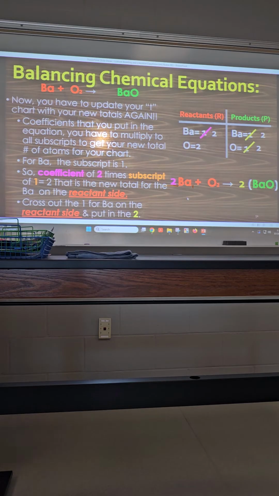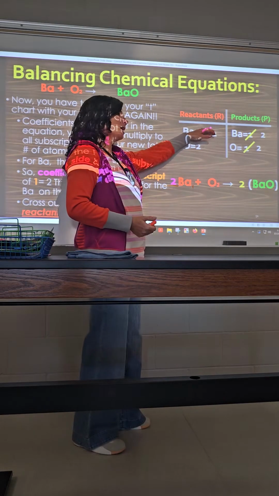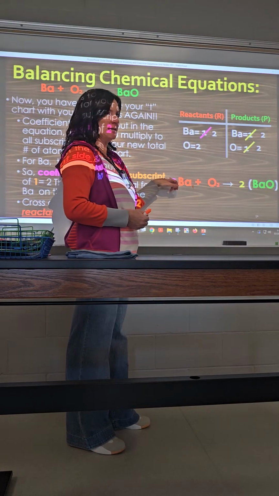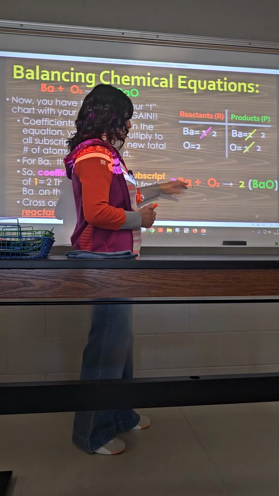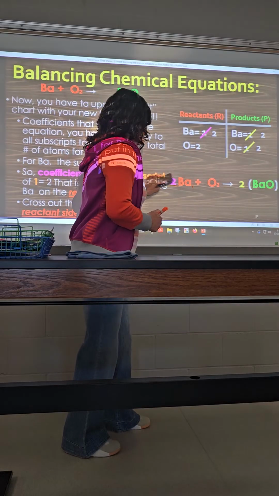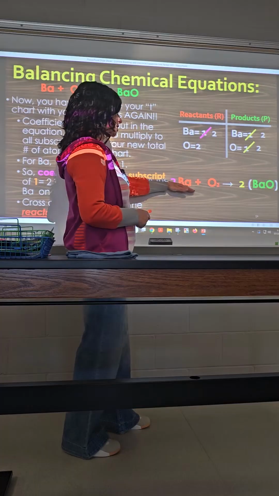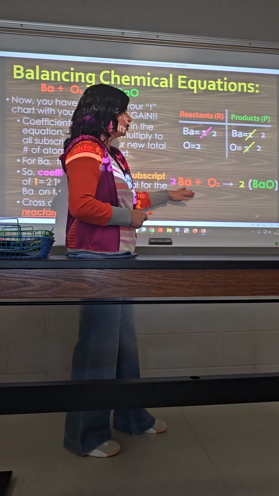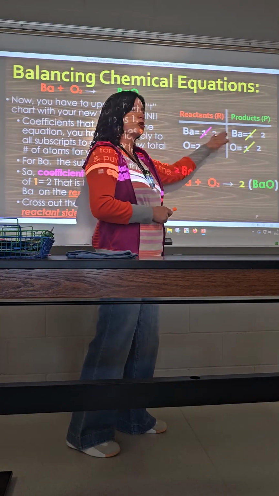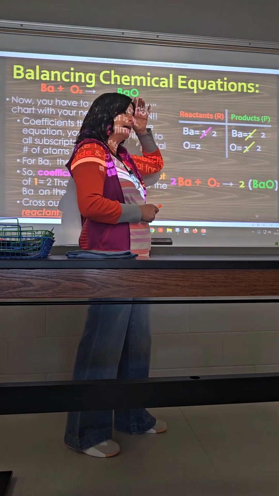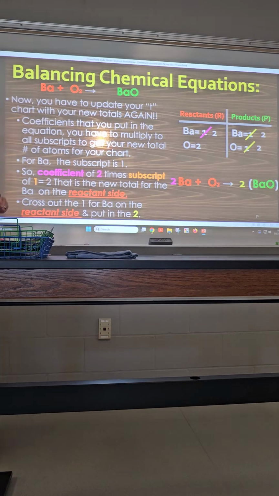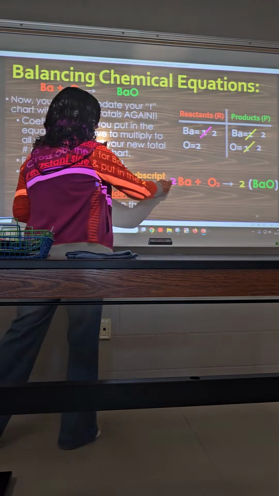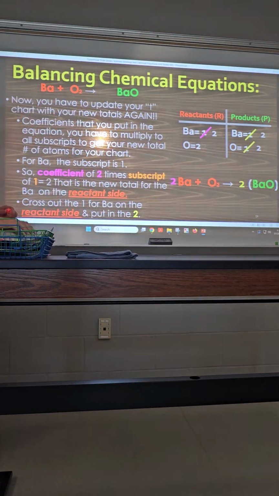You can't forget to update your chart, or sometimes people want to update the chart but they forget to actually write in the coefficient. I'm not grading or checking the chart. What I'm looking for is this: the new chemical equation that is balanced. So if you don't put the coefficients in, even though your chart shows that's what you did, the equation is still not balanced. You have to actually make sure you put the coefficients in here and you've updated the chart there.